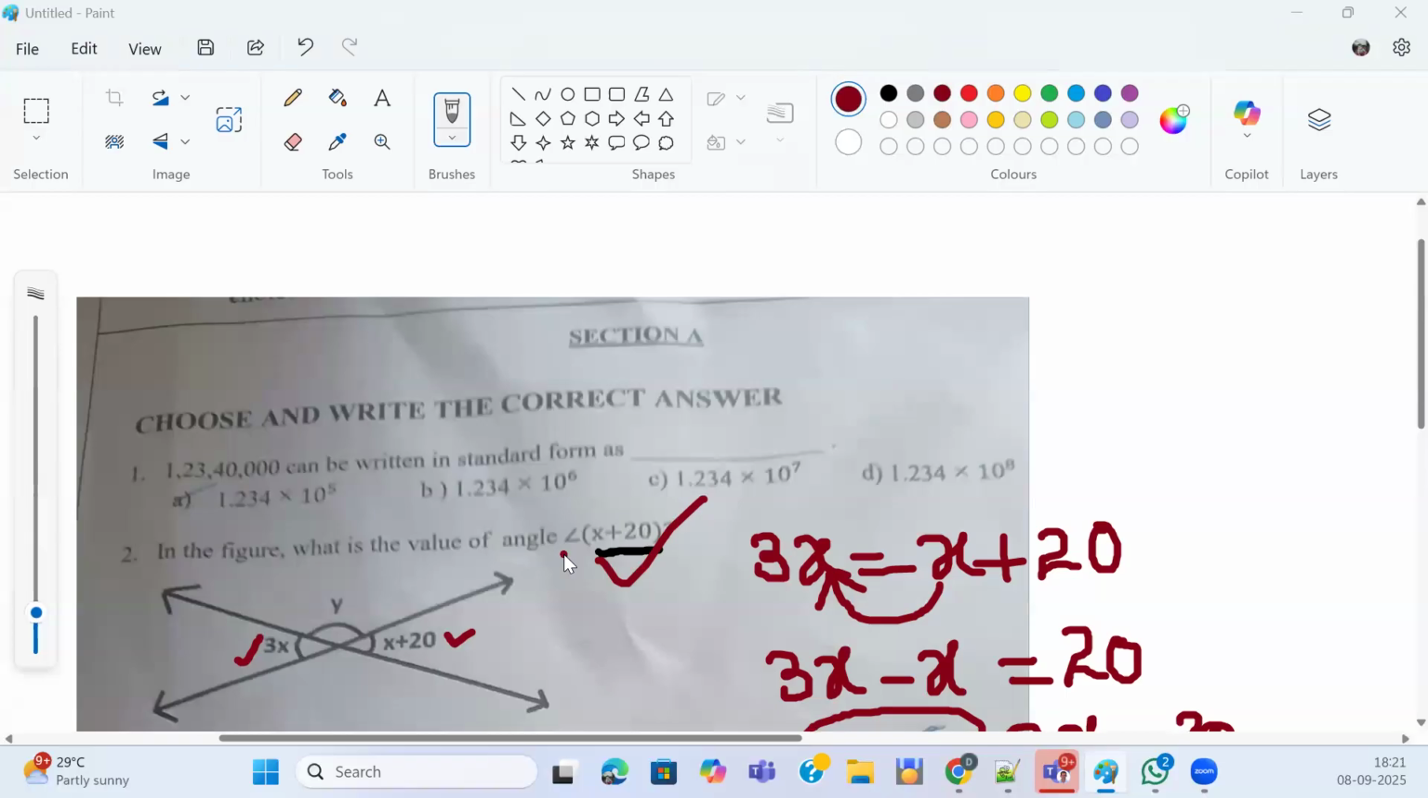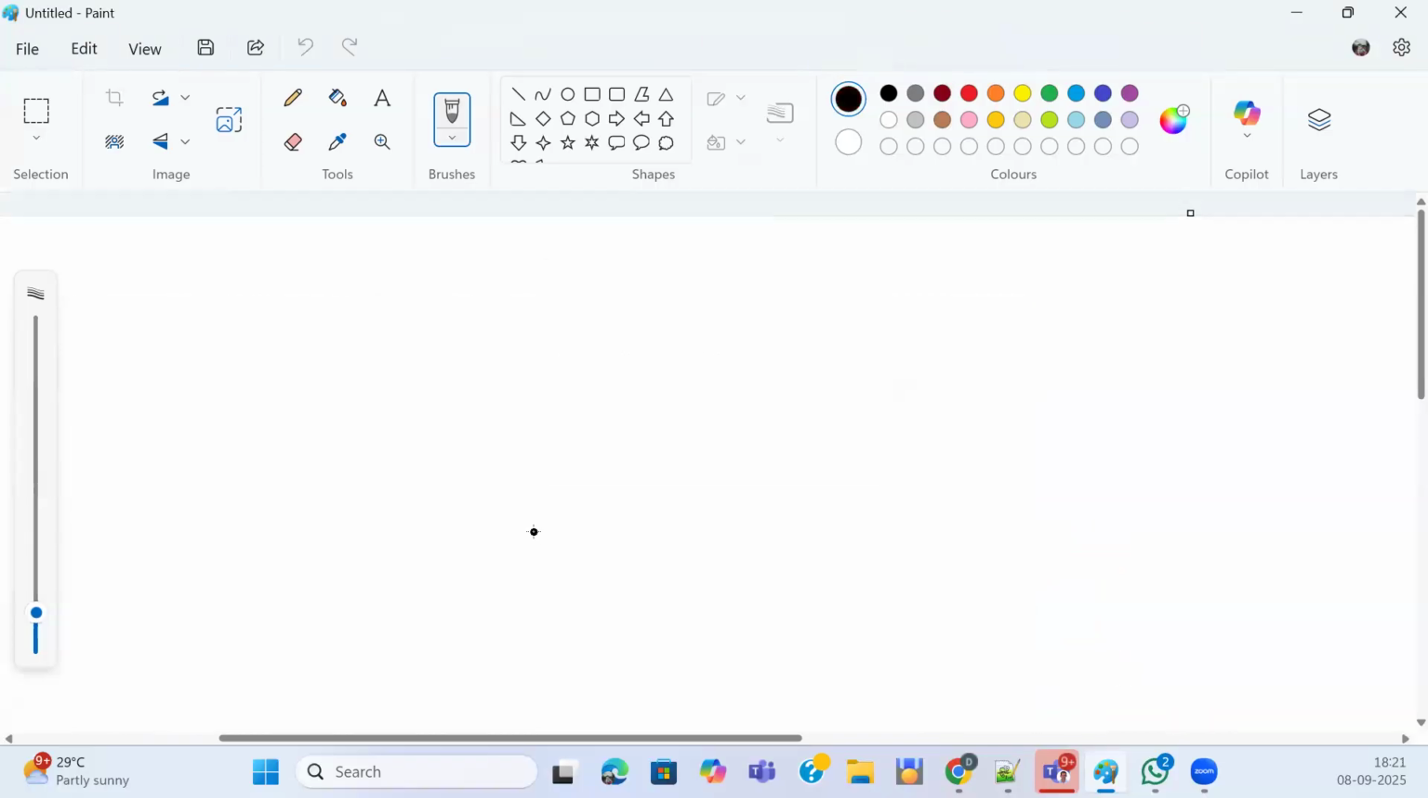Okay, fine. No issues. Right. Note down the side heading, children. Ratio. Side heading is ratio.